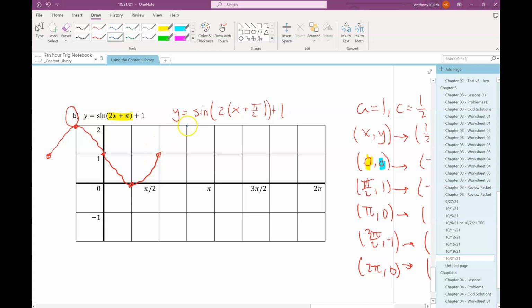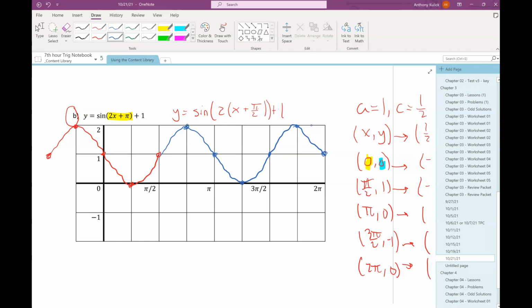So I have a maximum and then a midline and then a minimum, midline, maximum, midline, and now I'm out of space. So I can just kind of connect things the rest of the way. Is that okay?